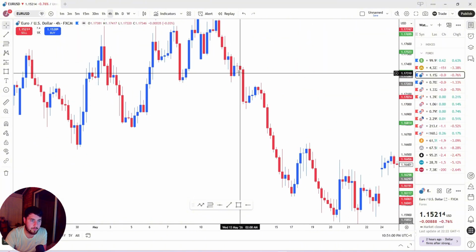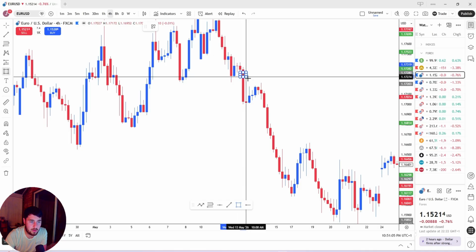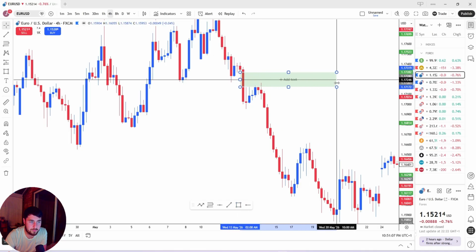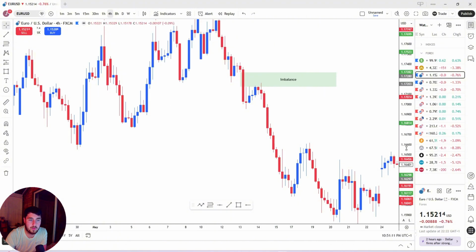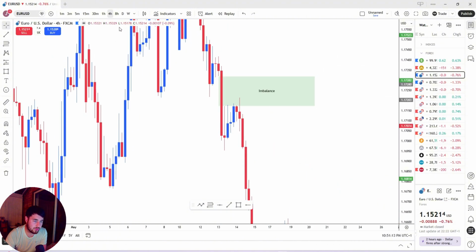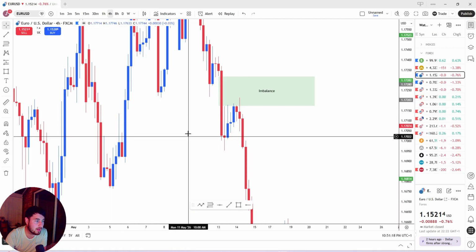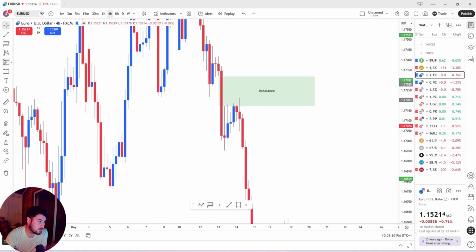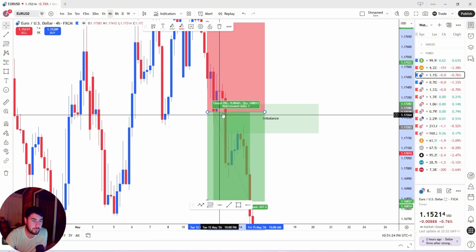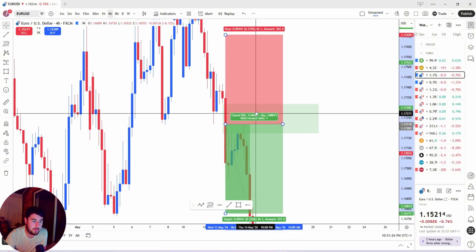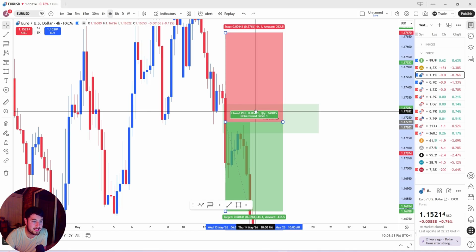Here, good example of the imbalance, right? So we have this area of imbalance just here. Okay, I don't want to drop down to the smaller time frame just because I'll lose the spot where I'm at. But just to get the gist of it, we're going short, clearly. So I would enter maybe 50% or possibly 60%.